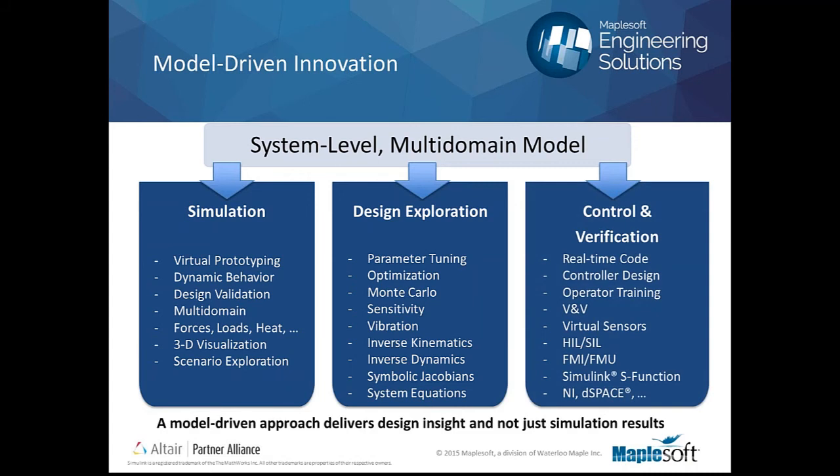Now that we have done our analysis of the system and found the right parameters or come to a configuration that addresses all the design requirements, what comes next is control and verification, being able to generate code for controllers or hardware-in-the-loop applications. This code needs to be real time. There are multiple uses of being able to create code from the system. And connectivity becomes important.